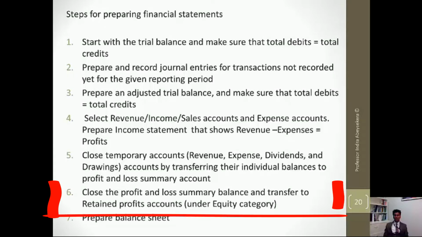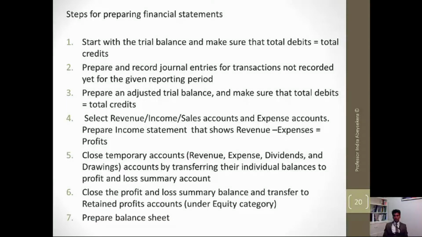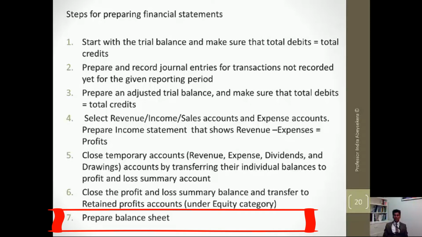Sixth, close the balance in the profit and loss summary account and transfer the difference between debits and credits in that account to the retained profit account under the owner's equity category, shareholders' equity category. 7, prepare the balance sheet.